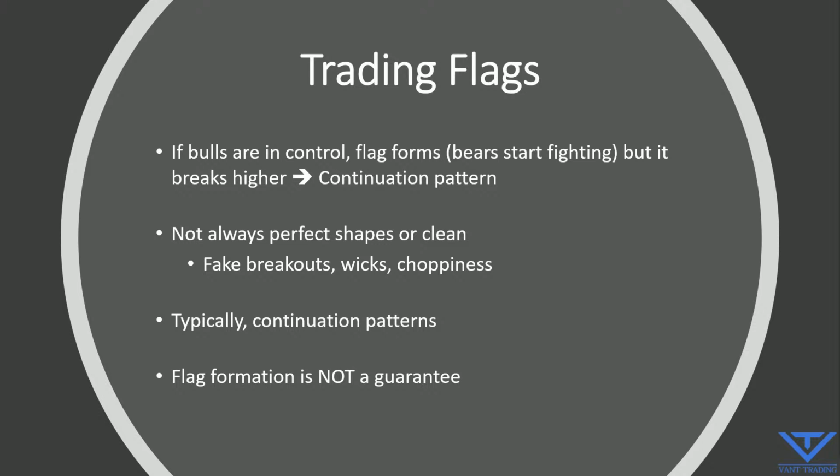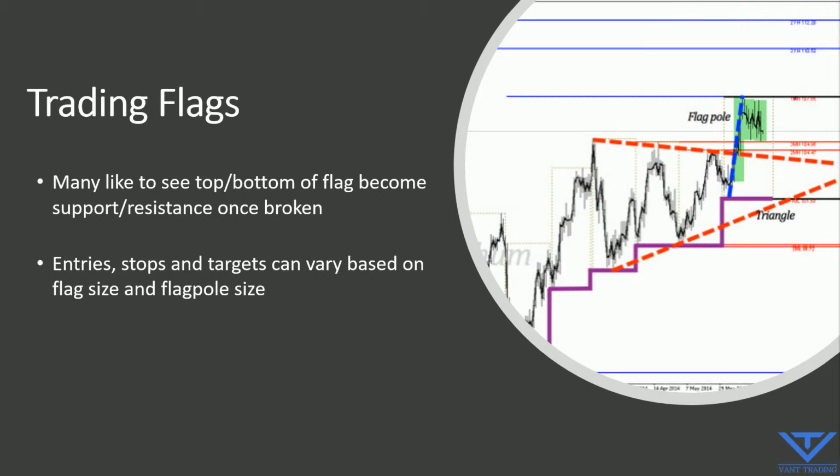Typically, when you see a flag, it is a continuation pattern, but a flag forming is not a guarantee to buy. That flag may form, and the buyers just might not come back. They just might move on. The market can direct its attention wildly around to different stocks at any given time, so keep that in mind. So when you're trading flags, many will like to see the top and bottom of the flag become the support or the resistance when you break. When that stock breaks through the resistance of the flag, and if it comes back, you want to see the top of that flag suddenly hold. You don't want to see it re-enter the body of the flag. That's usually not good. And also, you're able to easily judge, well, what's my entry?